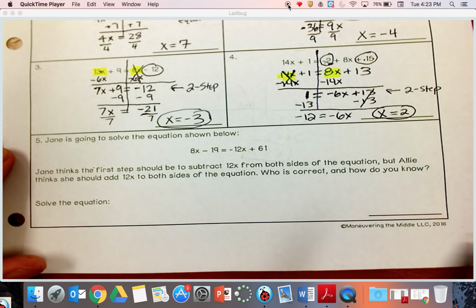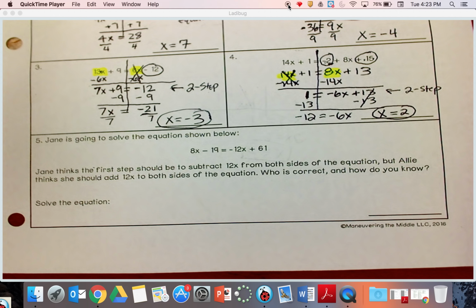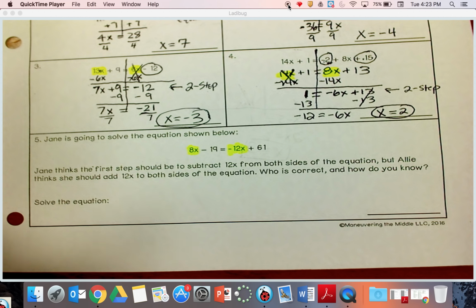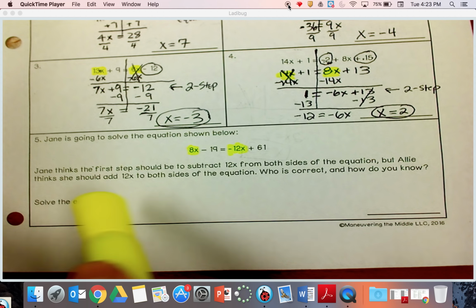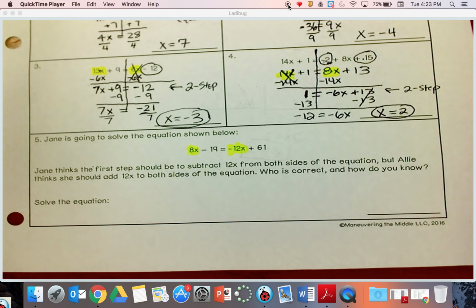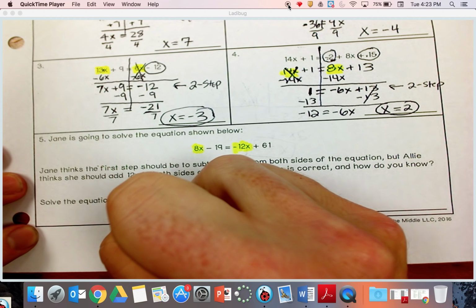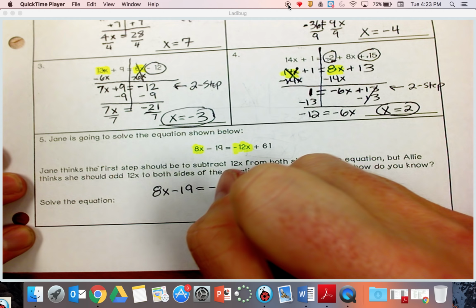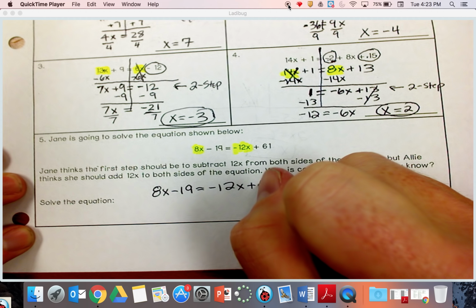Okay? Number 5. It's kind of a problem here that you have. You've got your two variables on the sides right here, 8x and negative 12x. And what I'm going to do here, before I even read the problem, I'm going to solve it to see how I would do this. Okay? So if I solve this problem here, 8x minus 19 is equal to negative 12x plus 61.